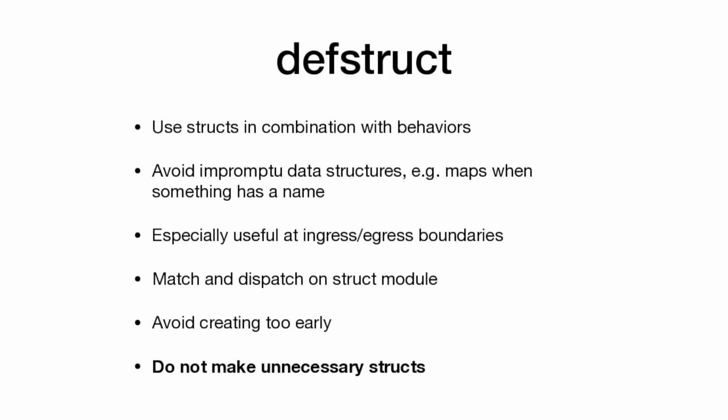So if you find yourself passing around what I call a naked data structure, consider making it a struct. I think it's most useful at the ingress and egress boundaries of either your entire application or the subsystems within your application. But I think passing around your data in a structured or semi-structured form is just very helpful.